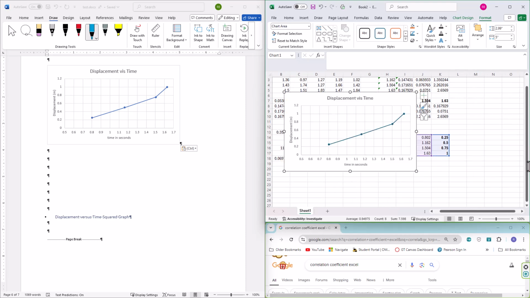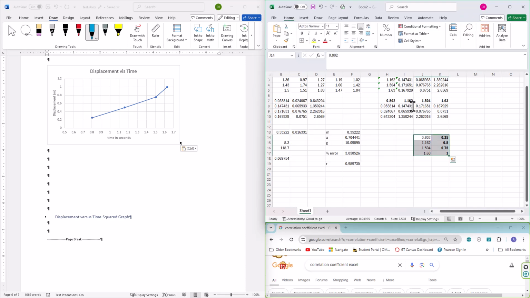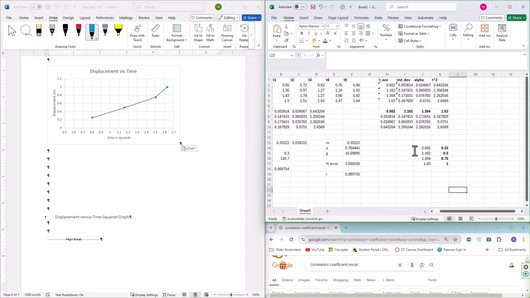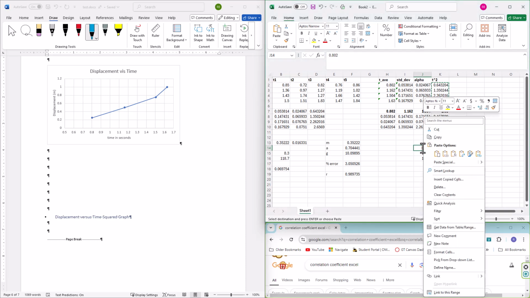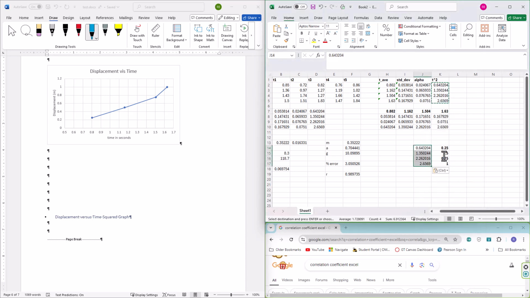Being very difficult. There, we can delete it. Okay. Well, now what we can do, since we're dealing with time squared, I want to copy this and paste it right here. Once again, I got to paste the values. Okay, there we go. And I can do the exact same thing.